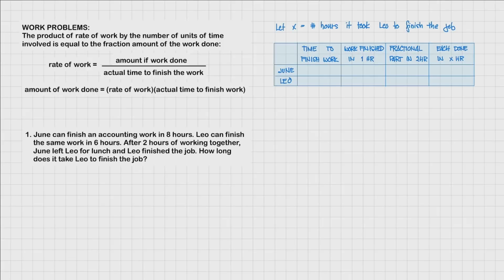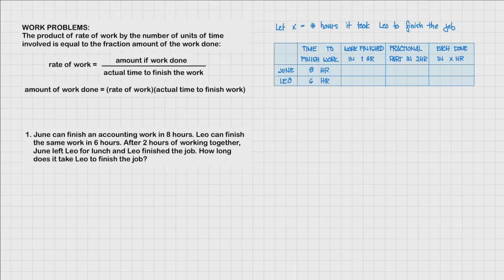Alright, so we have our table. Now let x be the number of hours it took Leo to finish the job. So let's fill up our table. From our problem, it says here that June can finish an accounting work in 8 hours. So June's time to finish the work would be 8 hours. And then Leo can finish the same work in 6 hours. So we have 6 hours here.